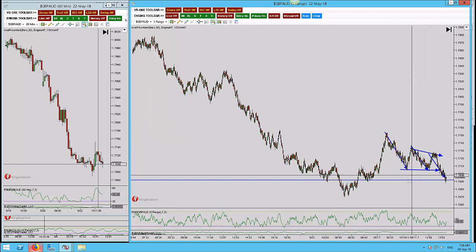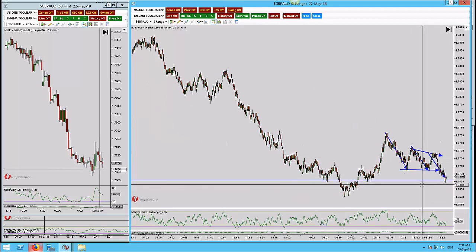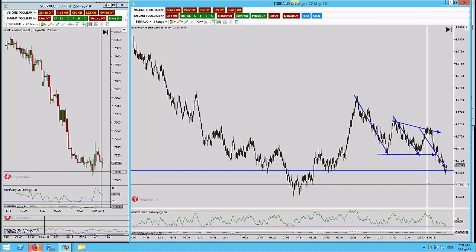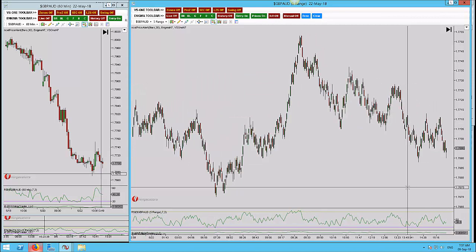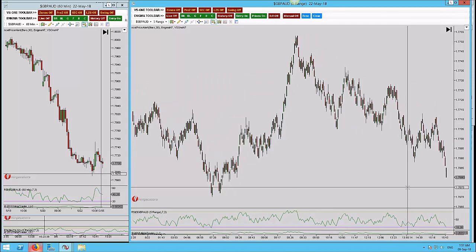Potential AB equals CD pattern there after we just violated structure, but it is only a violation. We've not gone oversold, so ignore that. Not interested.